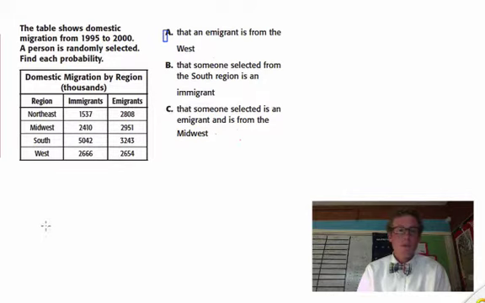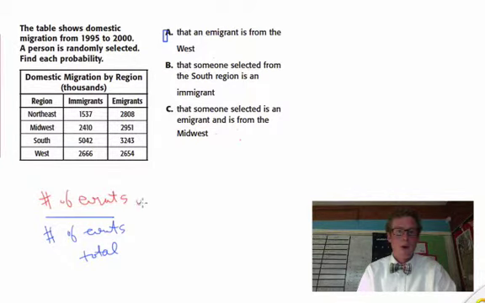Now remember, when we're doing probability, we're always going to be doing the total number of events, so this is total, divided by, in the numerator is the number of events we want. Okay, in this case, when we're looking for the probability that an immigrant is from the West, well, the thing that we want is the immigrant from the West. And then what we're interested in for the total body is all immigrants.